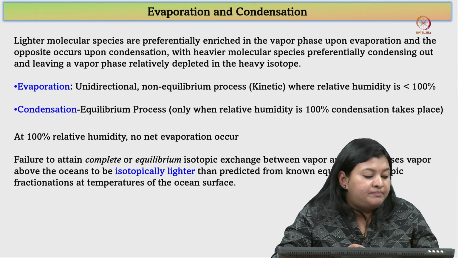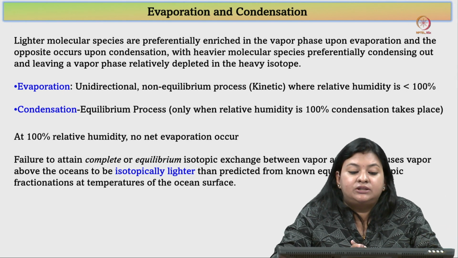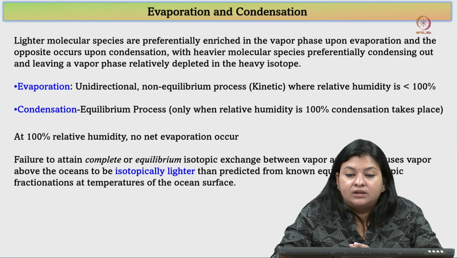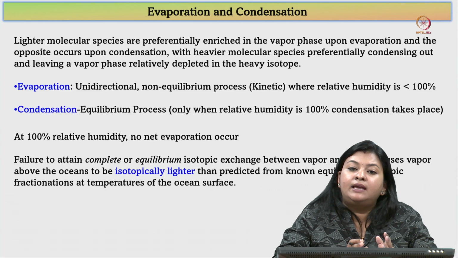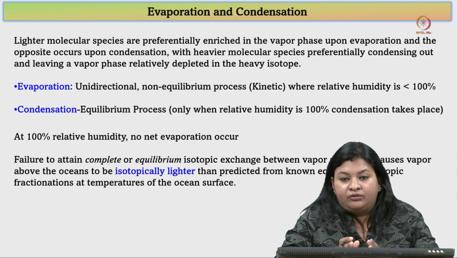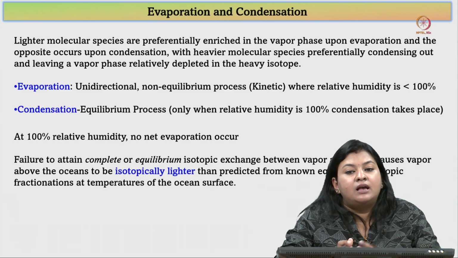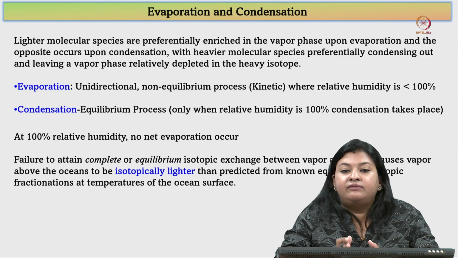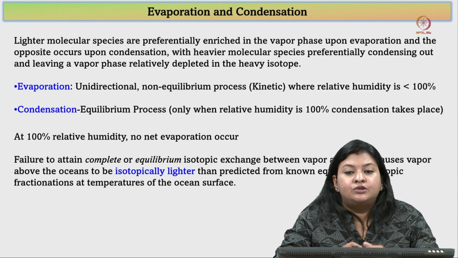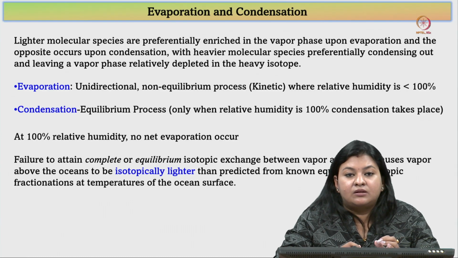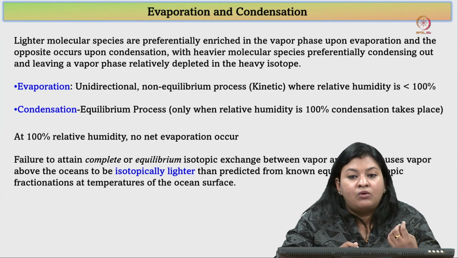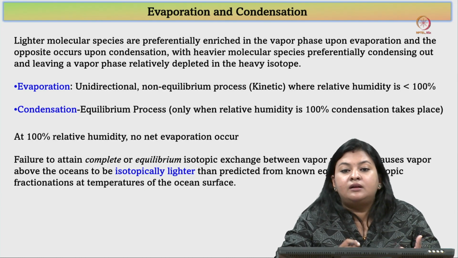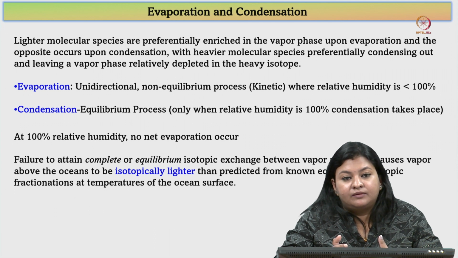Now, what is the basis of this kind of fractionation? It is that the lighter molecular species are preferentially more enriched in the vapor phase as compared to the heavier isotopes. This forms the basis of such fractionation processes. The heavier isotopes will always prefer the stable phase.